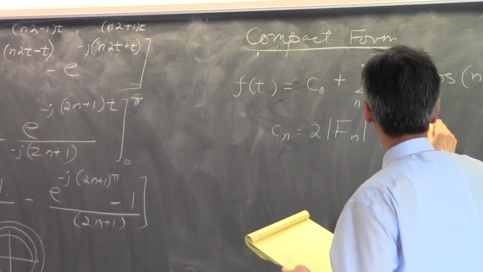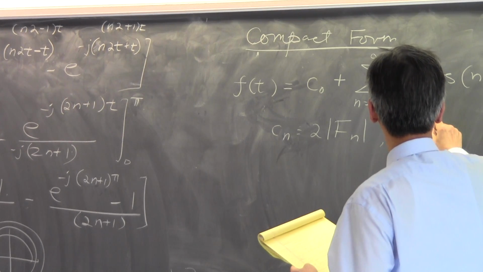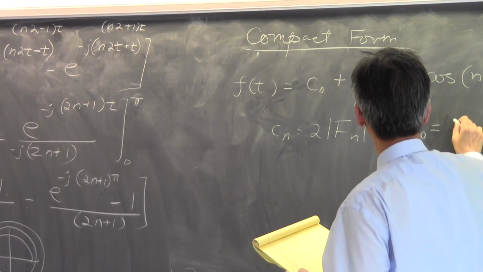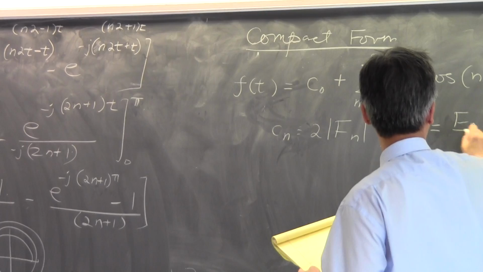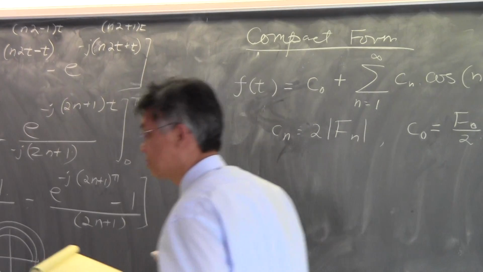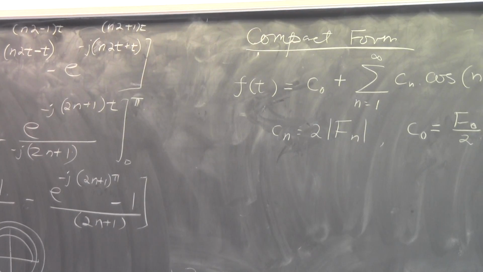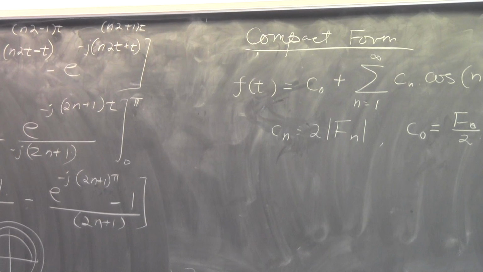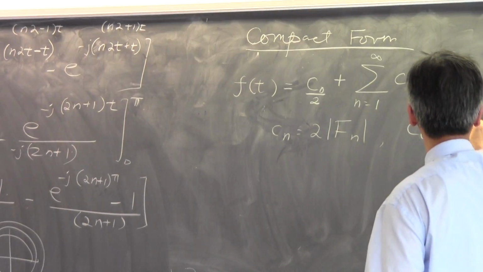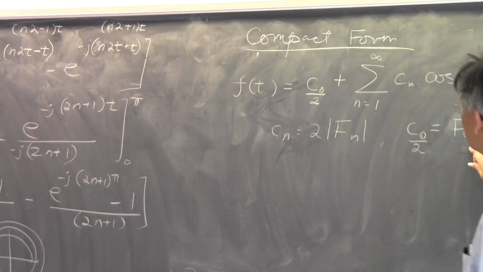So C0 should be equal to F0 over 2. Okay, I think this is correct. Let me see, that's not correct. This should be C0 over 2, as it is always put in the textbook. So let me put C0 over 2. I think the textbook always uses this notation. That's the DC term. The DC term is always equal to F0.